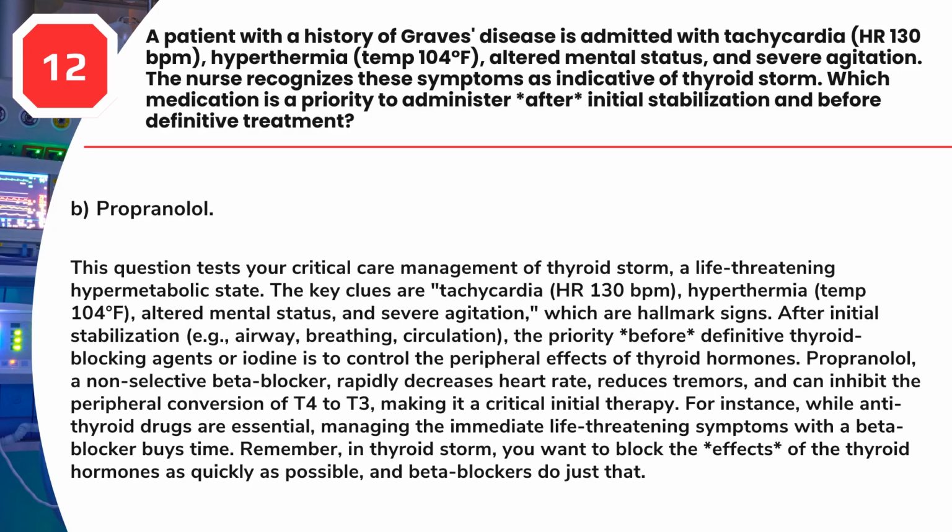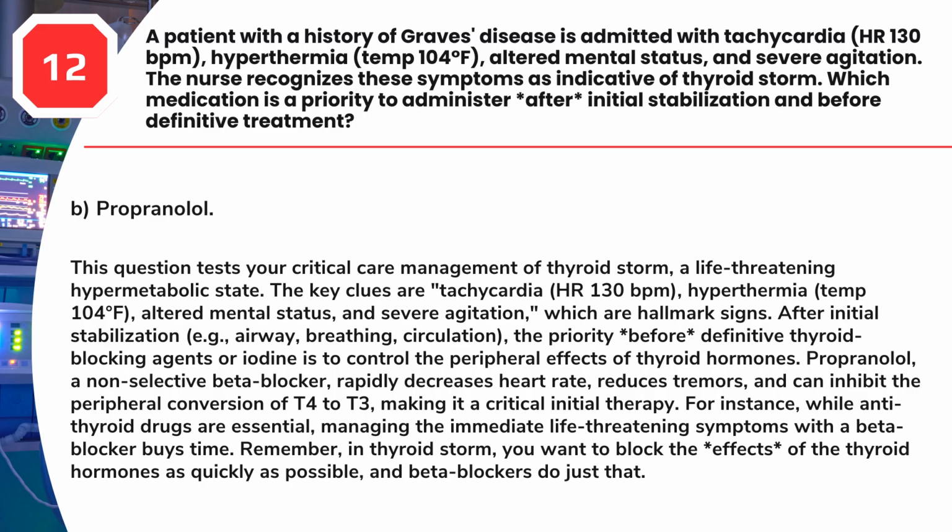Answer B. Propranolol. This question tests your critical care management of thyroid storm, a life-threatening hypermetabolic state. The key clues are tachycardia, HR 130 bpm, hyperthermia, temp 104 degrees Fahrenheit, altered mental status, and severe agitation, which are hallmark signs. After initial stabilization, e.g., airway, breathing, circulation, the priority before definitive thyroid-blocking agents or iodine is to control the peripheral effects of thyroid hormones.